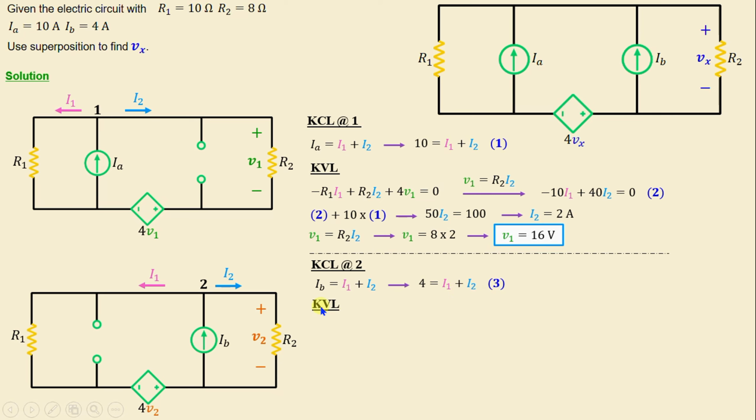Now, by applying Kirchhoff's voltage law in the outside loop, we can write negative R1 I1 plus R2 I2 plus 4V2 is equal to 0. And we know, according to Ohm's law, that the voltage V2 across the resistor R2 is equal to R2 I2. If we replace V2 here by R2 I2, and replace the resistors with their numerical values, we obtain negative 10 I1 plus 40 I2 is equal to 0.